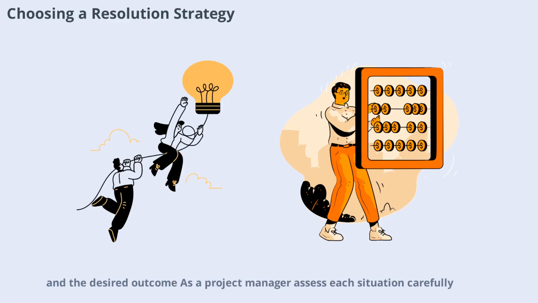Selecting the right conflict resolution strategy depends on several factors: the importance of the issue, time constraints, relationships, and the desired outcome. As a project manager, assess each situation carefully. Sometimes a combination of strategies works best. For example, you might start by avoiding to let emotions cool, then move to collaborating for a lasting solution. Flexibility and emotional intelligence are key to effective conflict management.